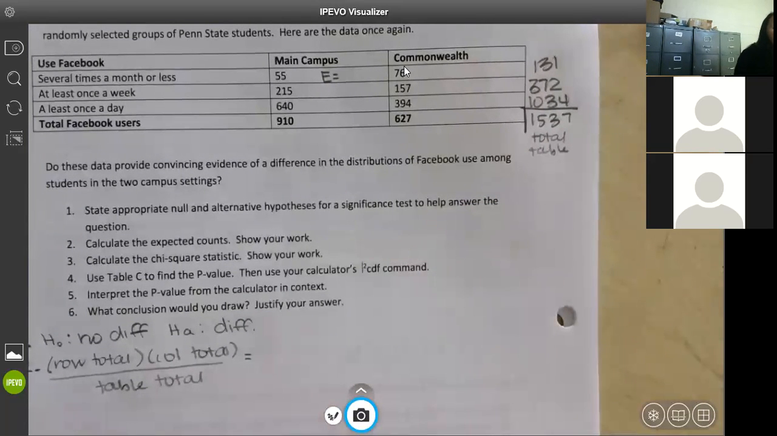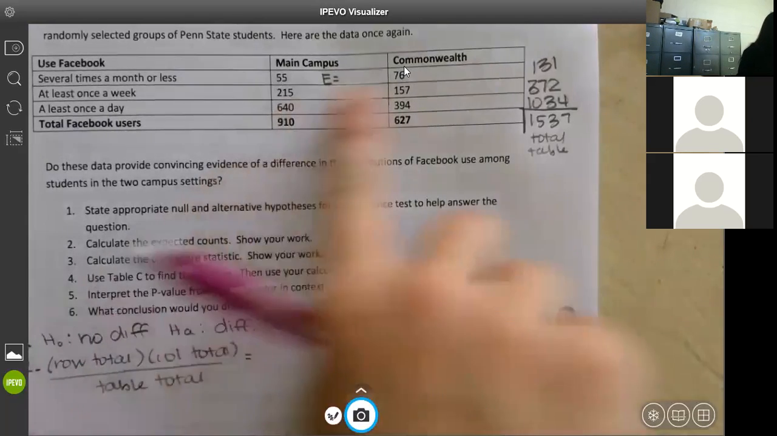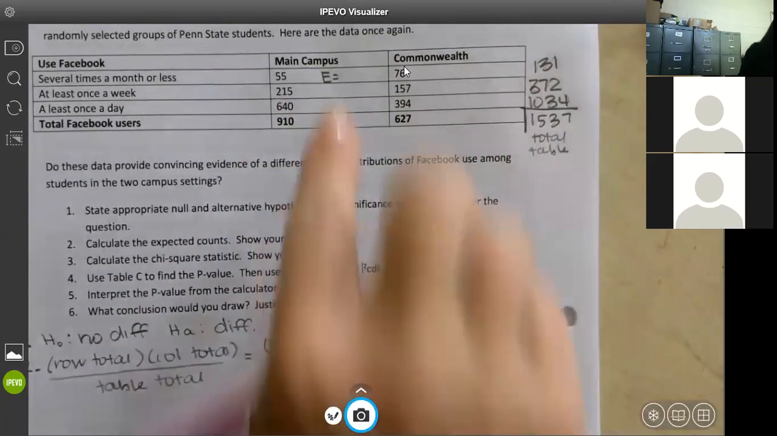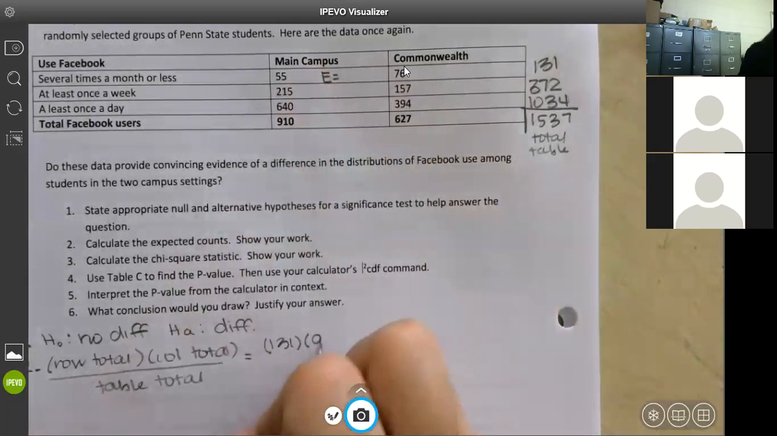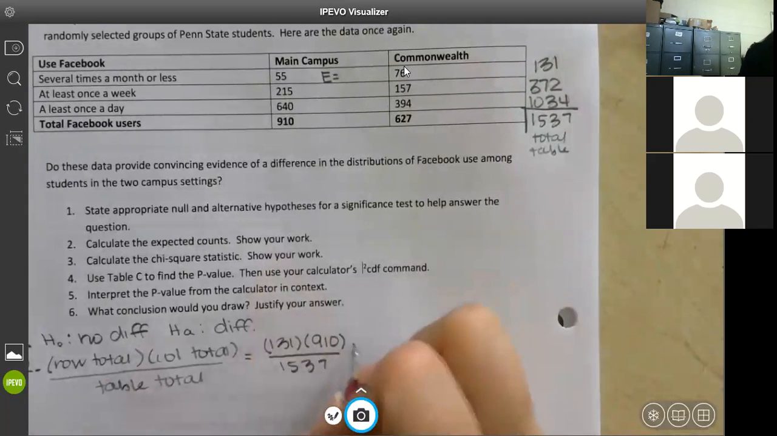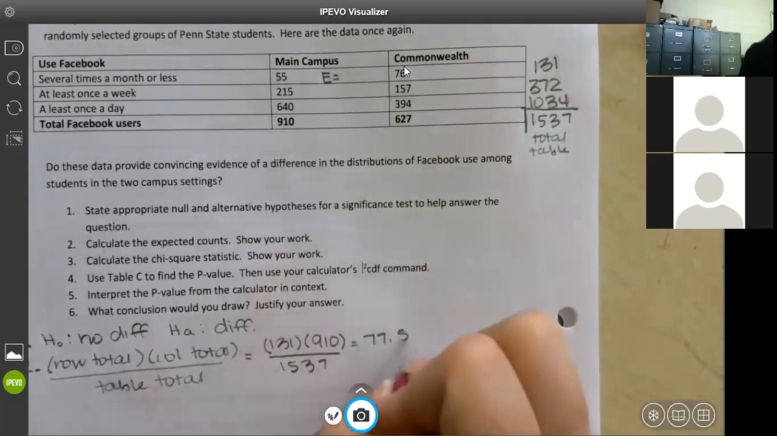So start with main campus, several times a month or less. What would be my expected counts? How would I do that? I'm going to go with the formula. Row total would be 131. Column total would be 910. Doesn't matter what order you do it in. Okay. Table total is 1537, which gives us 77.56.